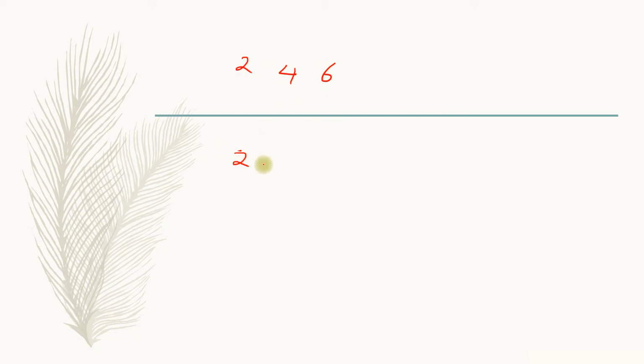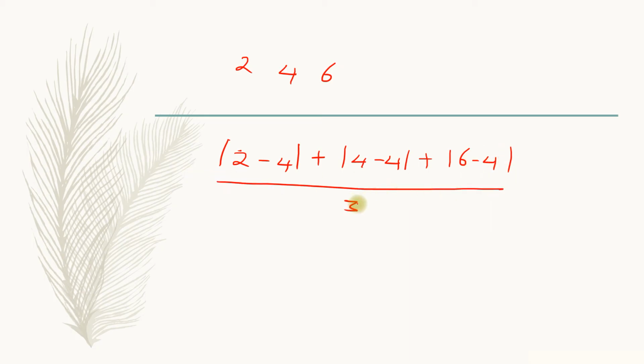In the previous example, I took modulus of 2 minus 4, plus 4 minus 4, plus 6 minus 4. I think you understand that adding these numbers divided by 3 means that you will get only one overall representation of a deviation in absolute terms. Absolute terms means positive values. All right. And this is what gave us 1.33 as the mean absolute deviation. But now, you see, this in statistics always creates some problem. The modulus creates some problem in mathematics.